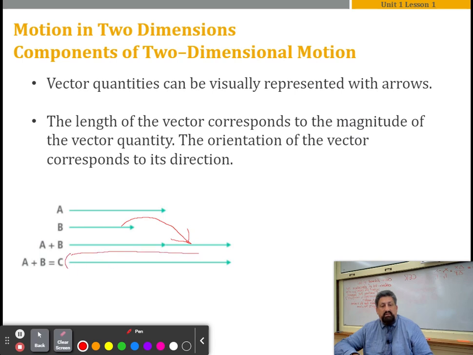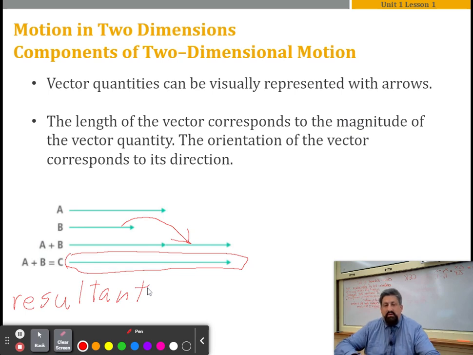C is the sum, or what we call the resultant, of those two vectors. When we add two or more vectors together, we get what's called the resultant. The resultant is like saying the sum when we're talking about vectors.